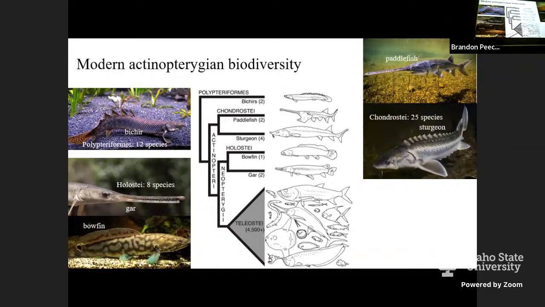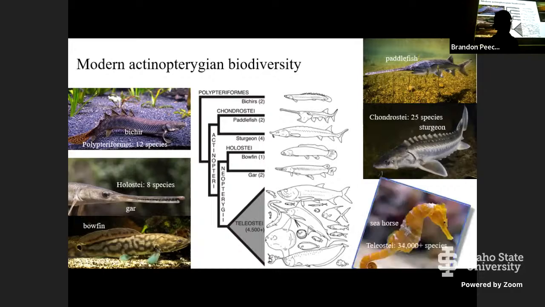And then of course, the whole rest of Actinopterygian diversity is this clade here called Teleosts, and that's a clade we're going to talk about quite a lot. And there's your little seahorse emblem. So there's my picture version of 8 species, 25 species, 34,000 species of Teleosts. So I bet you can imagine, there are some morphological and important adaptations that are true for Teleosts that we are going to get into.